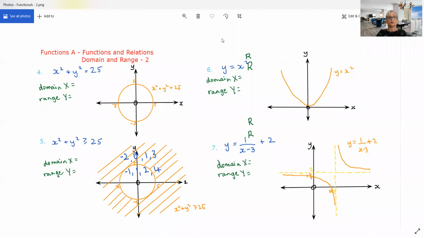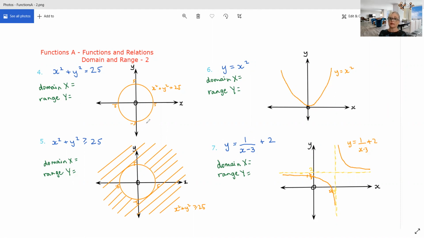All right, this is getting a little bit more interesting here, but still within the realms of what you would be expected to know. Here is a circle, all right? Your basic formula of a circle with a centre at the origin is x squared plus y squared is r squared, where r is your radius.